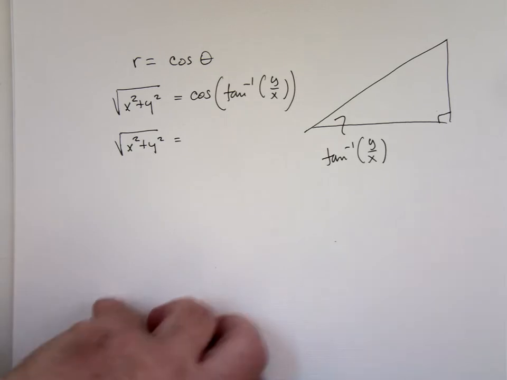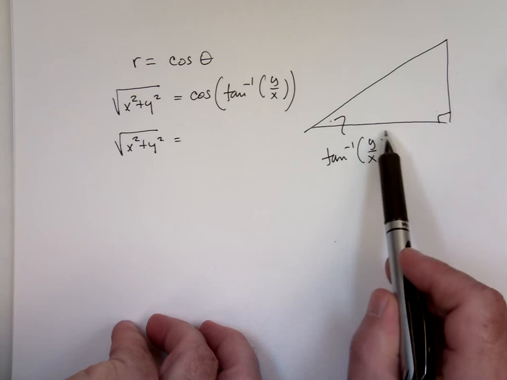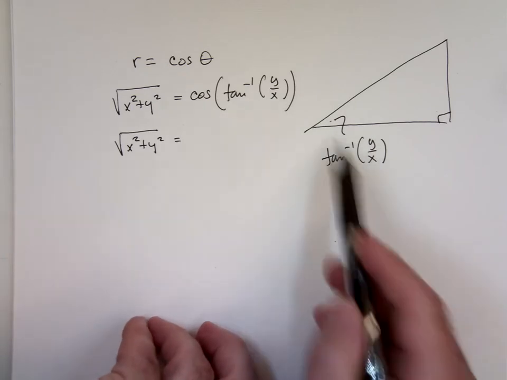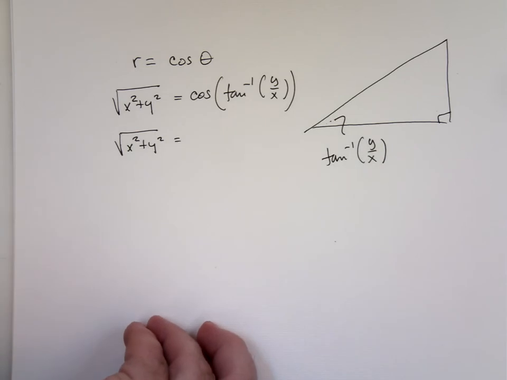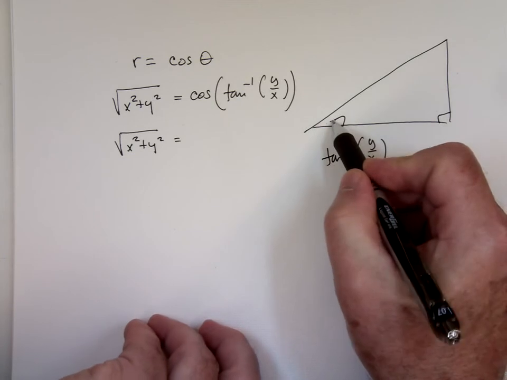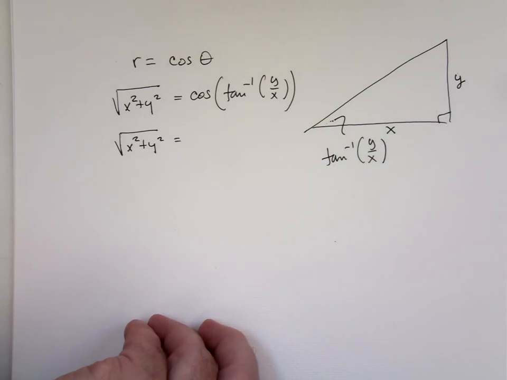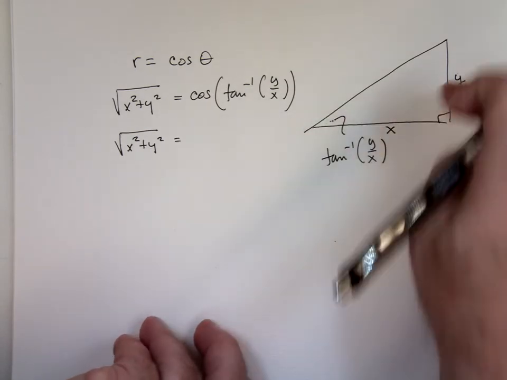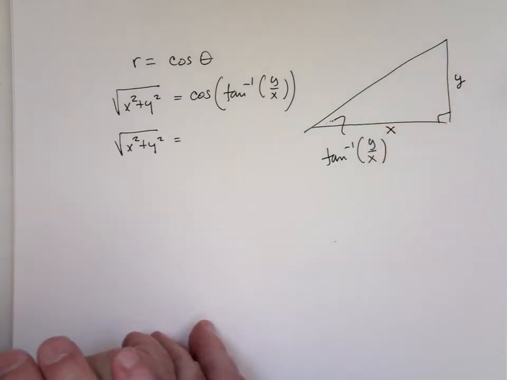What's the tangent of this angle? It's the ratio of the opposite over the adjacent side. But what is the tangent of the inverse tangent of y over x? Y over x, because a composition of a function with its inverse gives you the original argument back again. So the tangent of this angle is y over x, the opposite over the adjacent, which gives the right ratio.